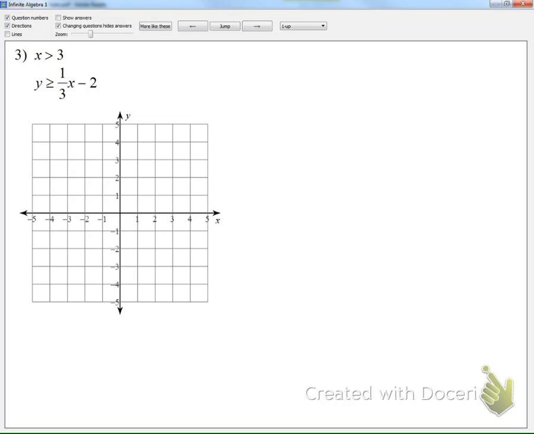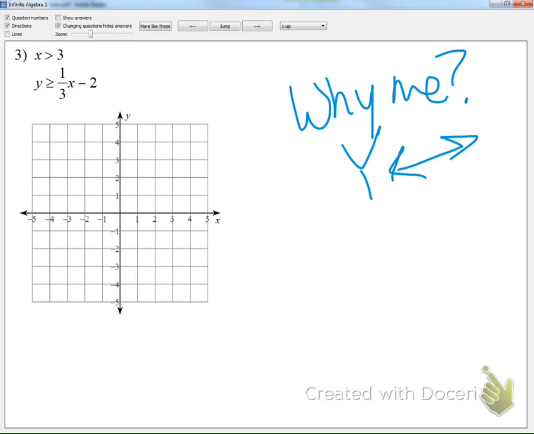Remember, you asked yourself a question. What was that question? Why me? Is there a y here? No, no y. So if it's not a horizontal line, like when you would hold your hands out and say, why me? Then the only other option is it has to be a vertical line. So on your graph, on the x-axis, you have to find the positive 3. The graph of this line is then a vertical line at positive 3 on the x-axis because there is no y variable in the inequality.